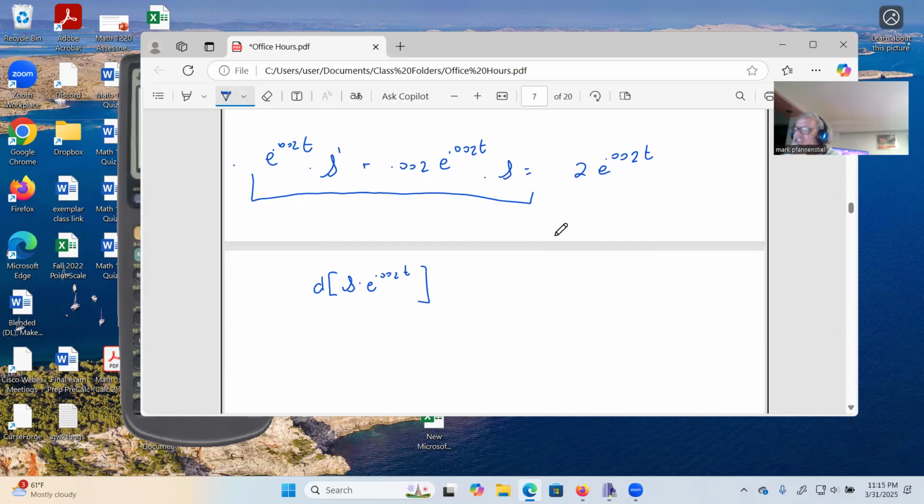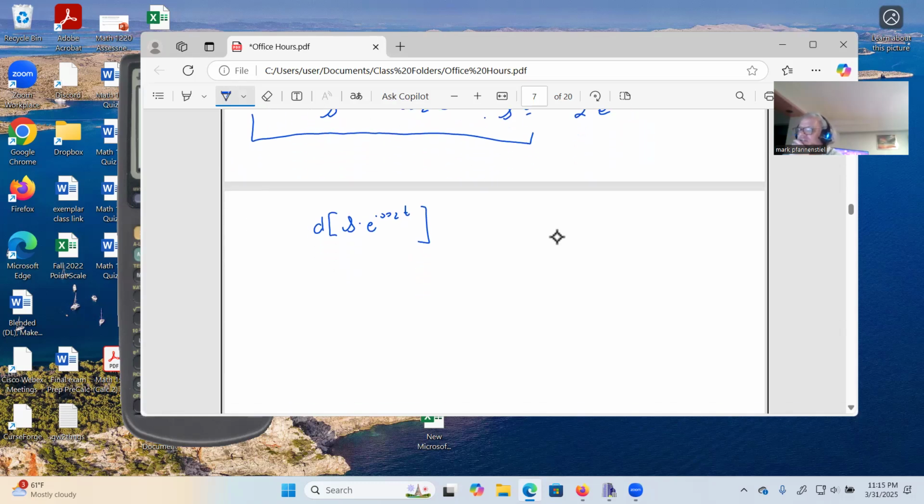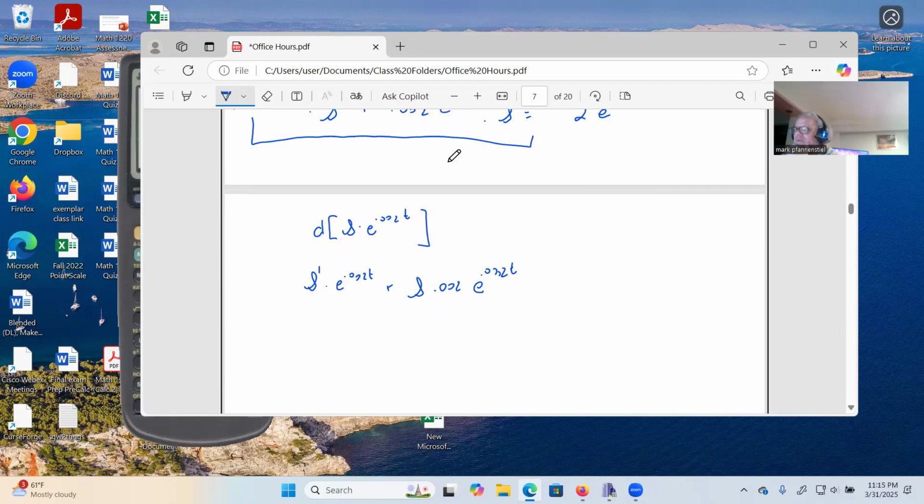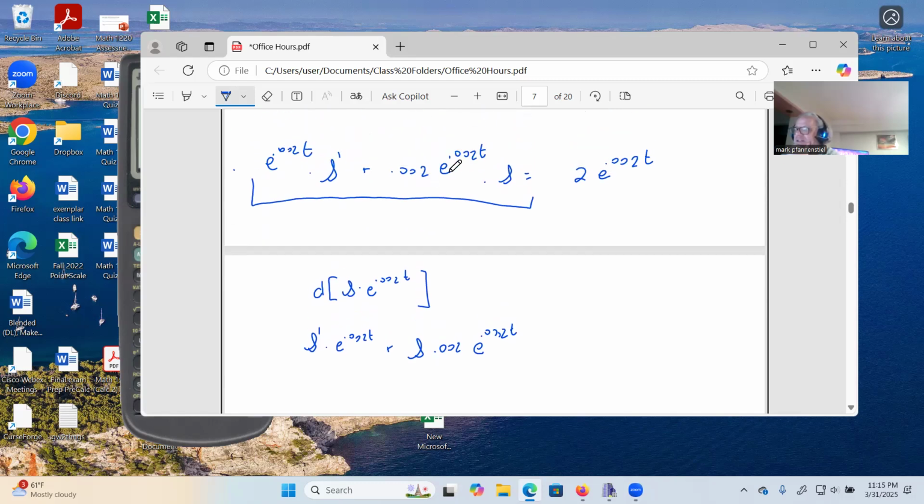Now, you could check this out. Say, what if I took this derivative? Derivative of the first, s prime, times the second, e to the 0.002t, plus the first times the derivative of the second, 0.002 e to the 0.002t. That's why I wrote it the way that I did, because I want to double check to see what's going on. If I write those as a constant times the e, it makes it really obvious to me that this is a differential.